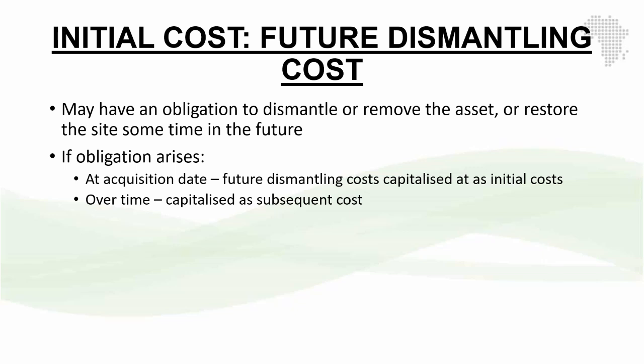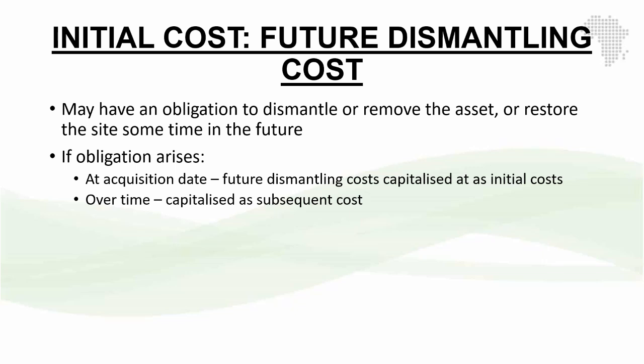Then we need to determine, do I have this obligation at acquisition date already? So on the day I get approval and I'm setting up this plant, I already know that at the end of the 20-year useful life of this plant, I'm going to have to dismantle the plant. Therefore, on acquisition date, I already have an obligation. And that means that at acquisition date, I have to recognize the future dismantling costs. And that cost will be capitalized to the cost of my asset at initial recognition as part of my initial cost.